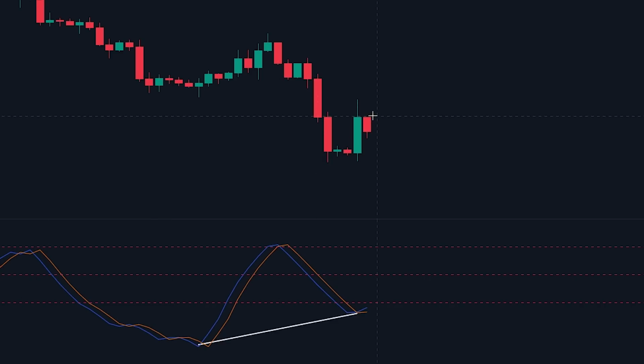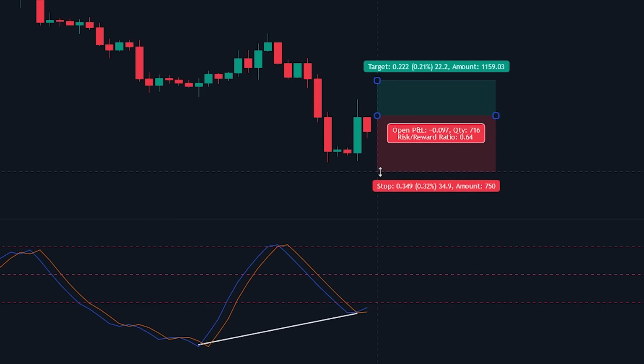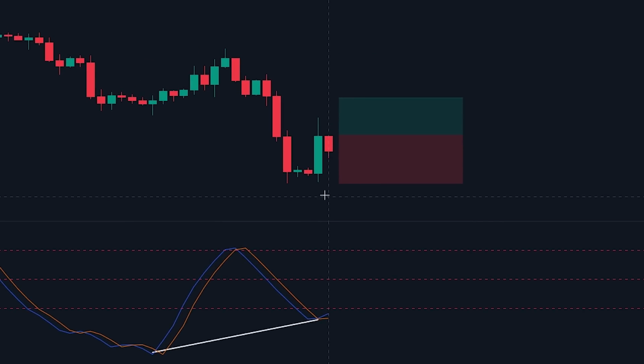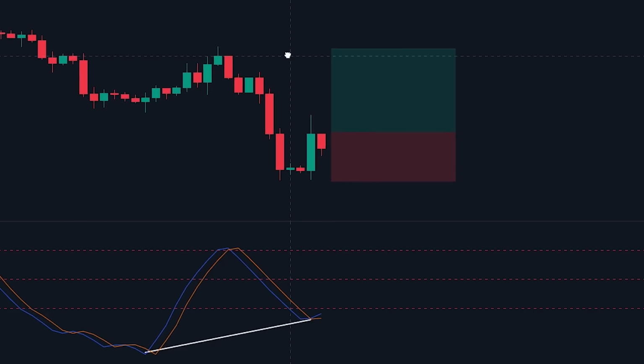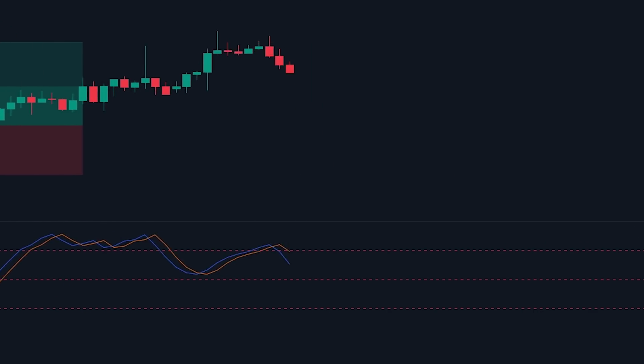We will be placing the stop loss at the recent swing low. For the take profit, we will be targeting a recent swing high, targeting at least a 1.5 times risk to reward ratio. Now let's see how the trade plays out.